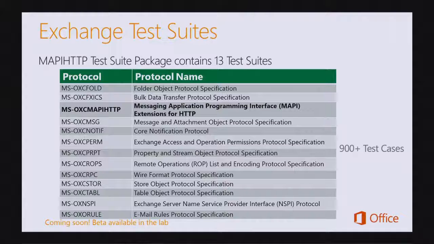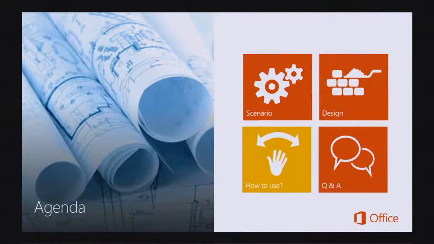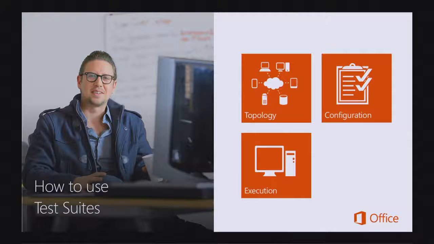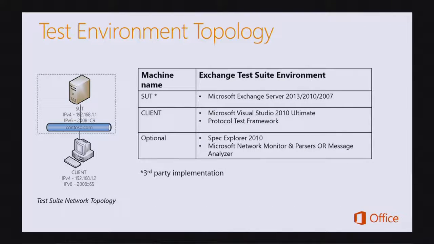All right, I want to make sure you guys have lunch, so I'll go a little bit faster. Let's look at how to use the test suite, the topology. It's very simple. Right now the test suite runs on Visual Studio, which means you have to run it on Windows. For the clients, we support the latest 3 versions: Exchange 2013 SP1, 2010 SP3 I think, and then 2007. I don't remember the service pack, but basically those 3 versions.